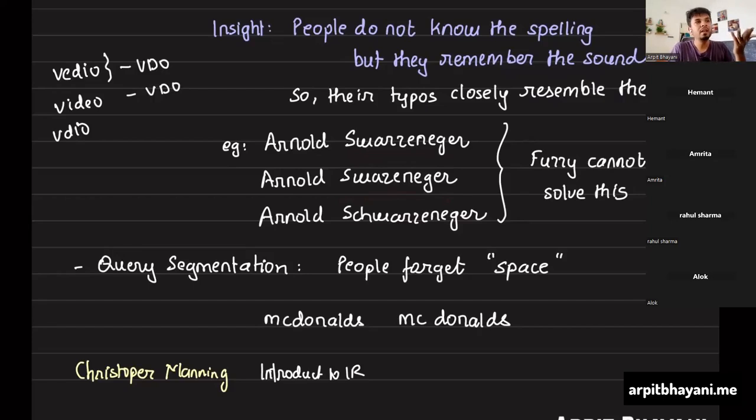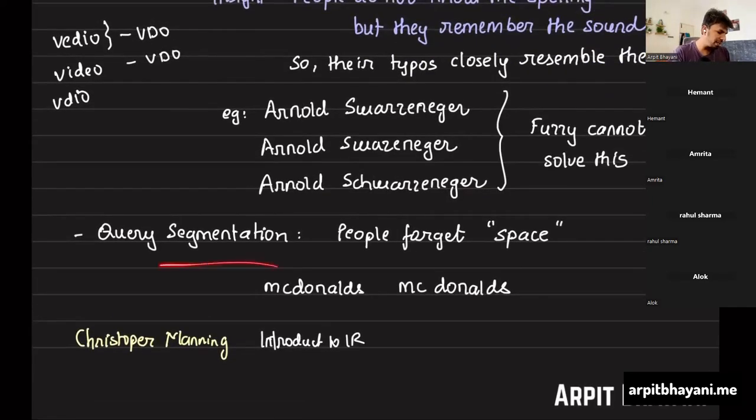For example, when someone doesn't know English really well, but they know how the word sounds, they would type a similar sounding word with incorrect spelling. Phonetics helps you solve these problems really well. Right? And the final one is query segmentation, because people forget to type a space. How many times have you searched on Google and you forgot the space, but you still hit the search button?